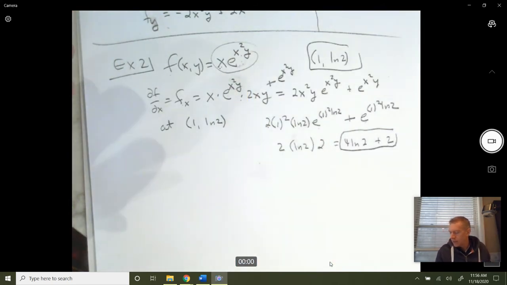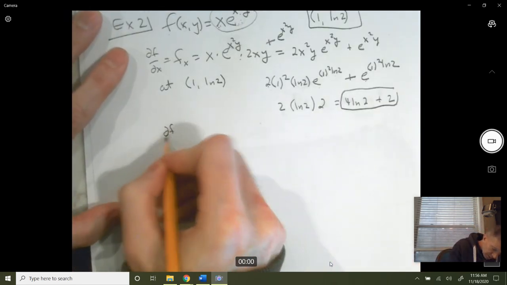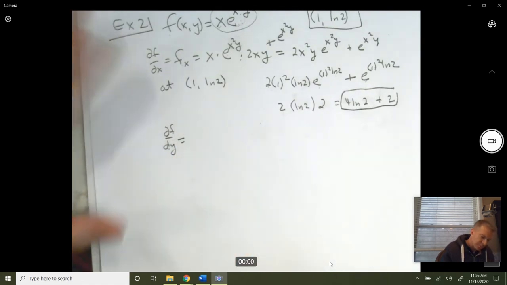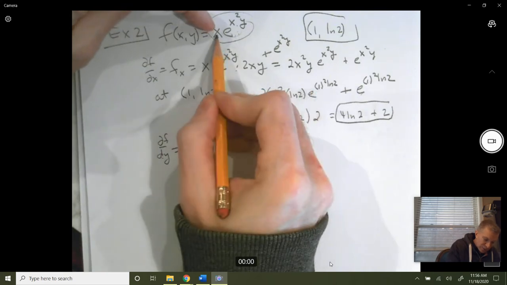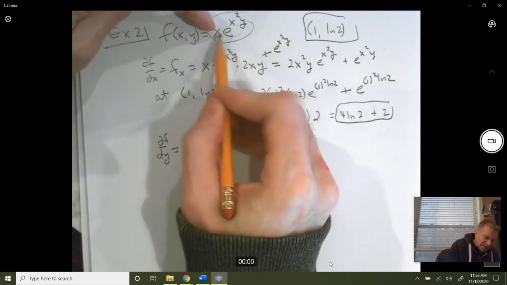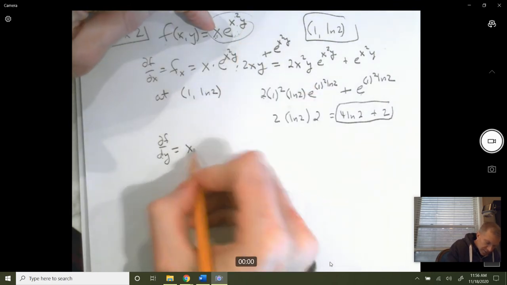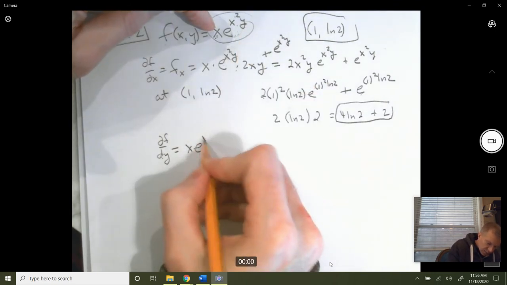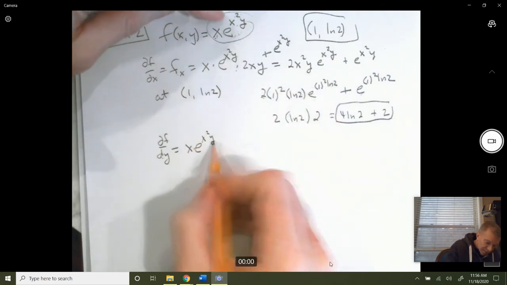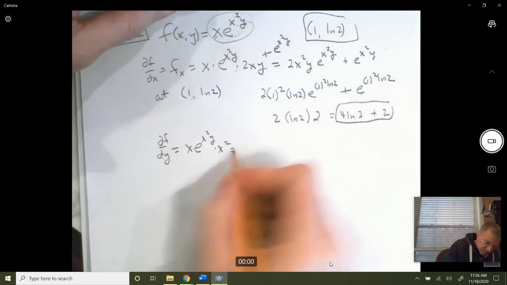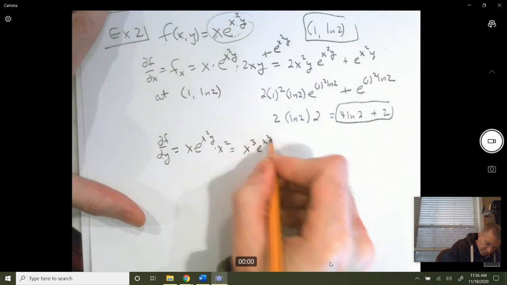And then let's find the y derivative. Okay, so the y partial derivative is equal to, this is a little bit easier because the x is treated as a constant now. So we've got x times e to the x squared y, times the derivative of the exponent with respect to y, so times x squared. So that's going to be x cubed e to the x squared y.